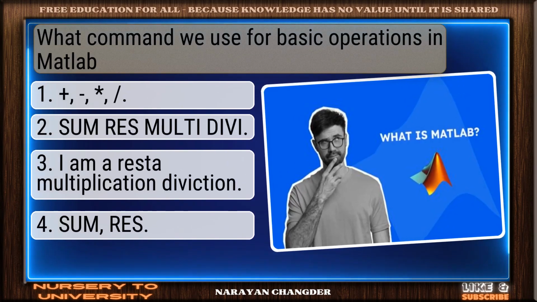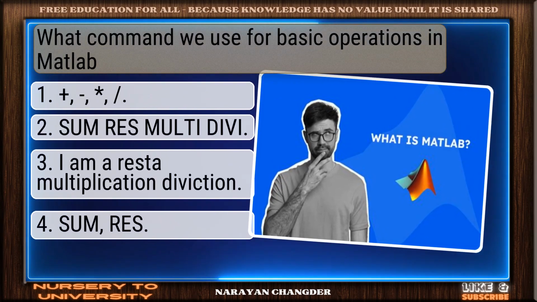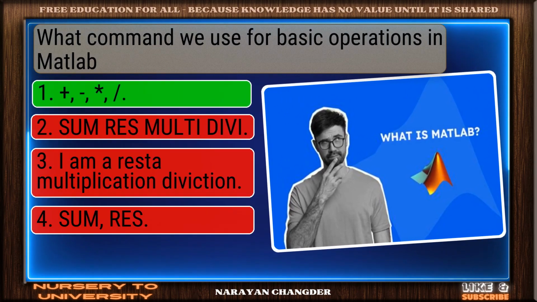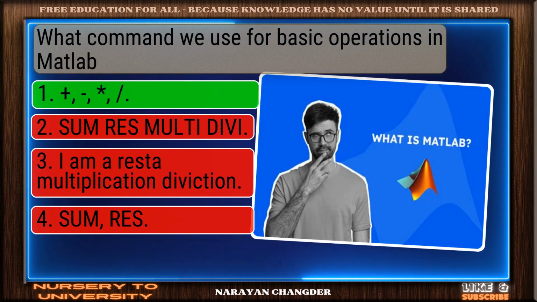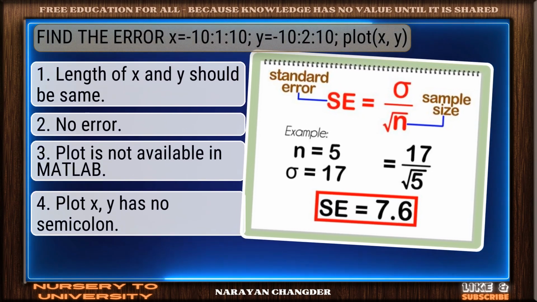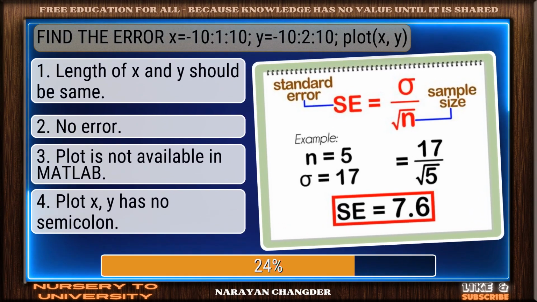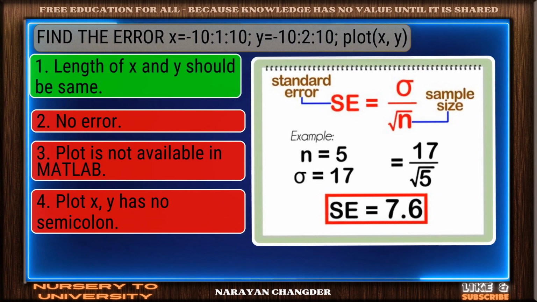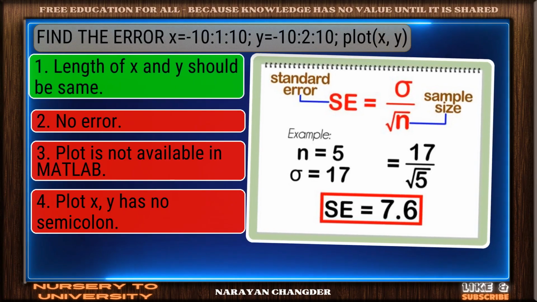Question number 47. What command do we use for basic operations in Matlab? Nicely done. Plus is a solid answer. Question number 48. Find the error: x equal to 10, y equal to 10 of 2, plot. Nice work. You chose length of x and y should be same and it is correct.